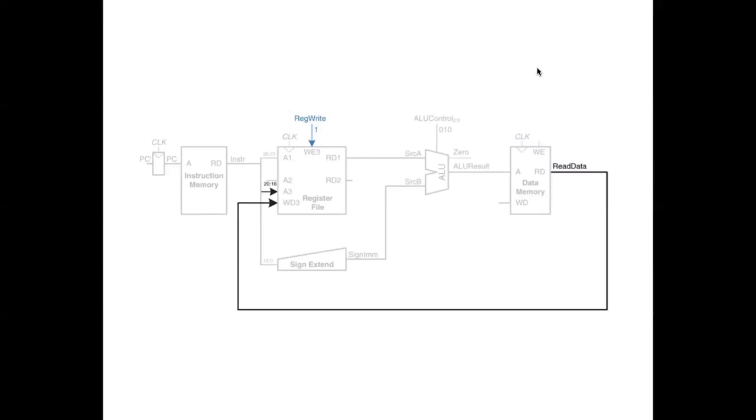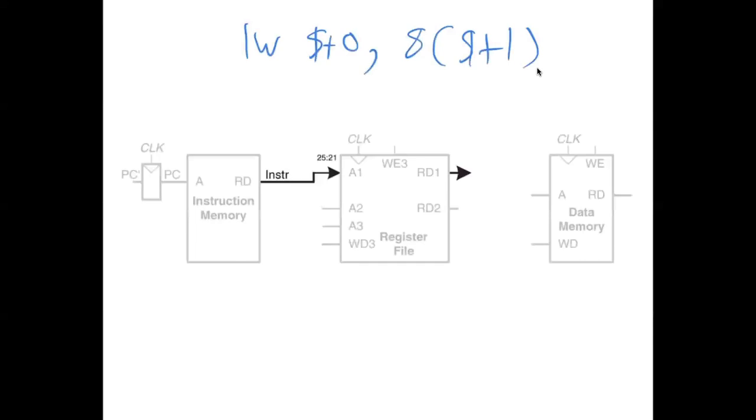Finally, we read the memory at that address, bring it back, put that into the WD3, so the write data of the register file, and then this A3 tells us where we're writing to. So A3, in our example from several slides ago, specifies T0.